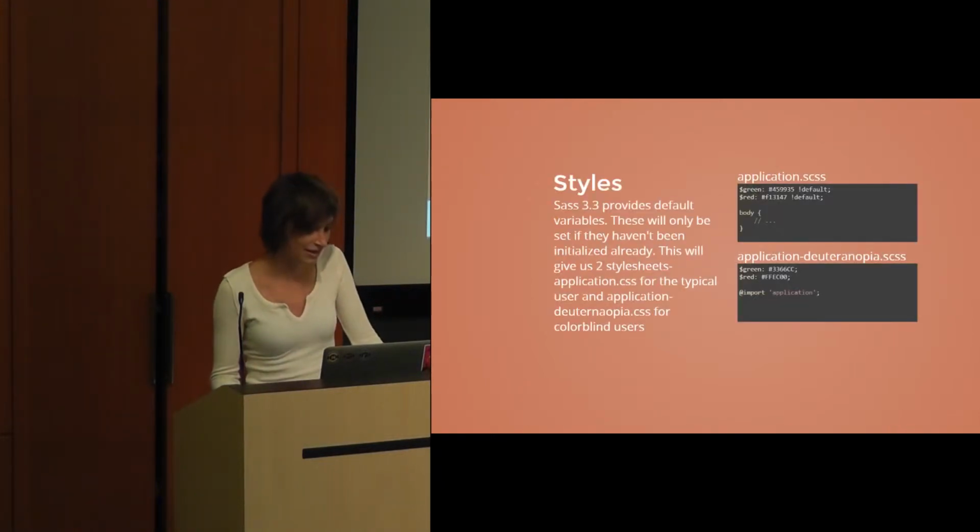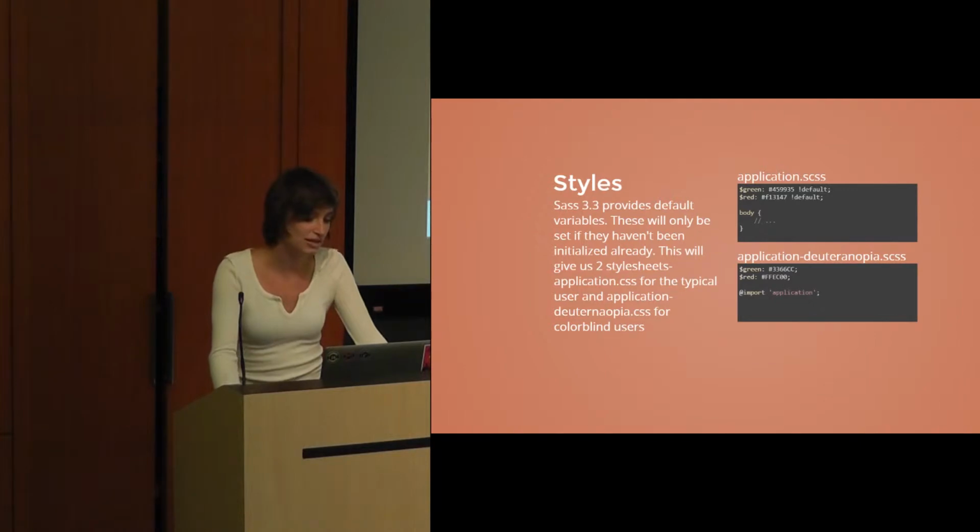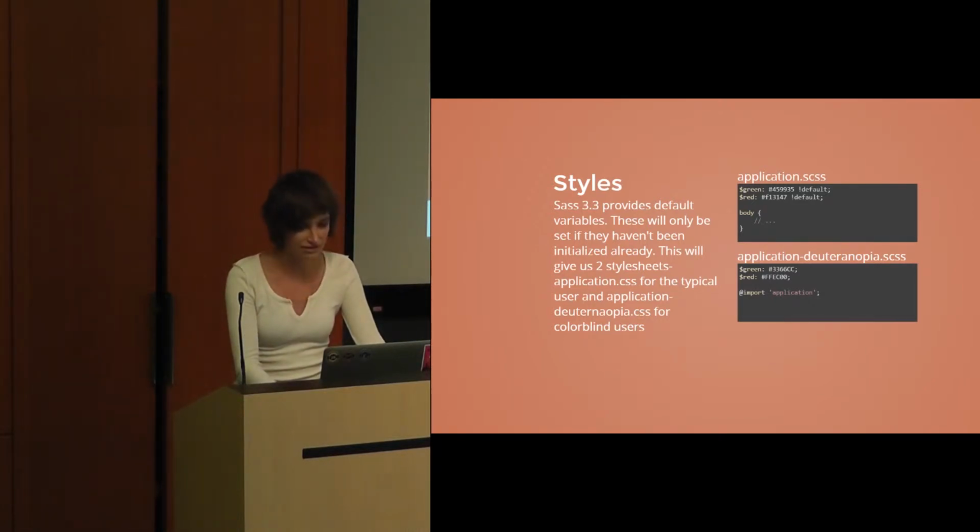All right. So let's cover styles first. In Sass 3.3, you can use default variables. Basically, this means if you set a variable to be default, it will only be set to that value if it hasn't been set already. So if you look in this example I have my application SCSS. I set red and green to be default red and green colors.